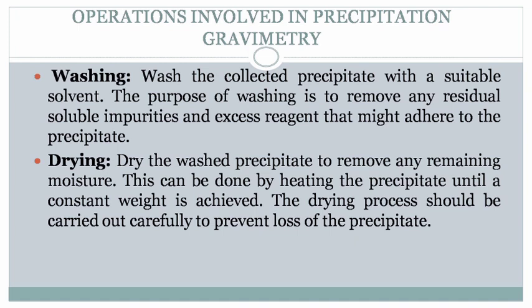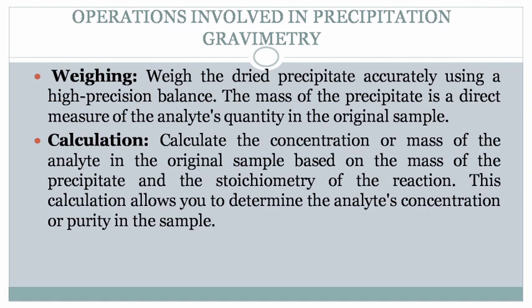The drying process should be carried out carefully to prevent loss of the precipitate. 8. Weighing. Weigh the dried precipitate accurately using a high-precision balance. The mass of the precipitate is a direct measure of the analyte's quantity in the original sample.